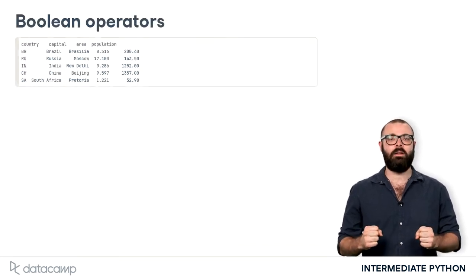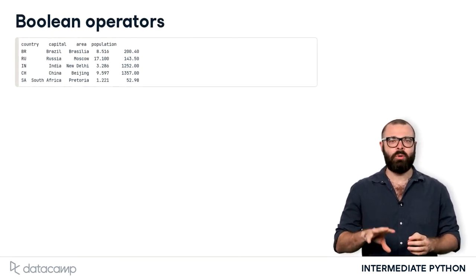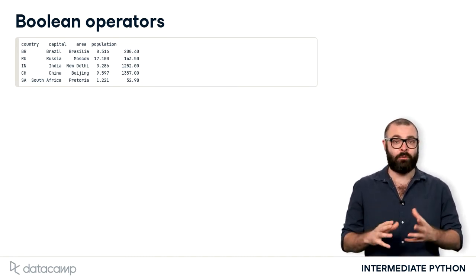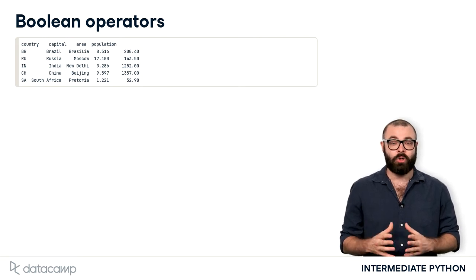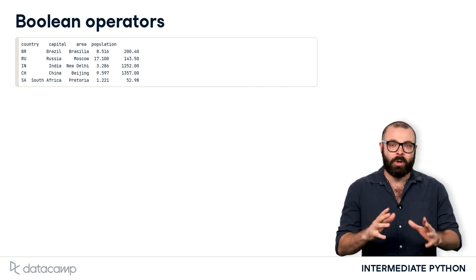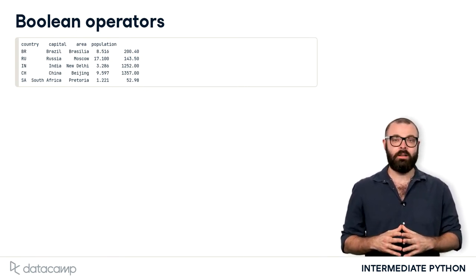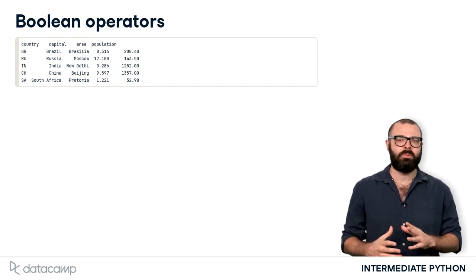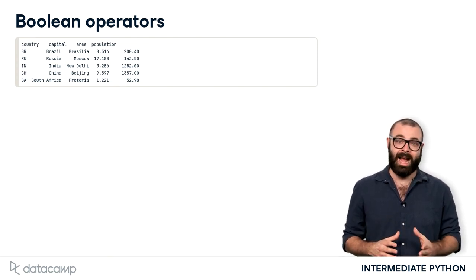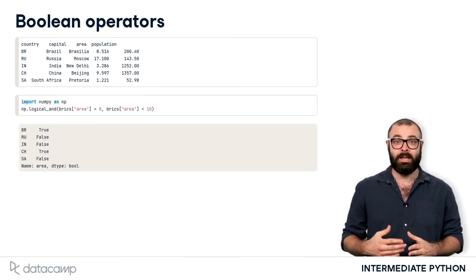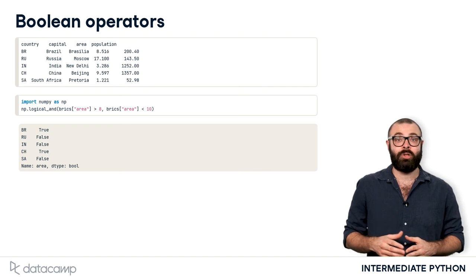Great. Now, we haven't used Boolean operators yet. Remember that we use this logical AND function from the NumPy package to do an element-wise Boolean operation on NumPy arrays? Because Pandas is built on NumPy, you can also use that function here. Suppose you only want to keep the observations that have an area between 8 and 10 million square kilometers. After importing NumPy as np, we can use the logical AND function to create a Boolean series.